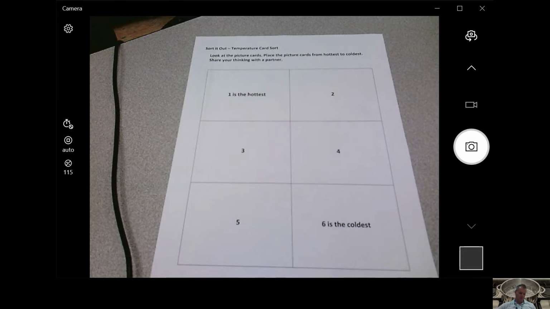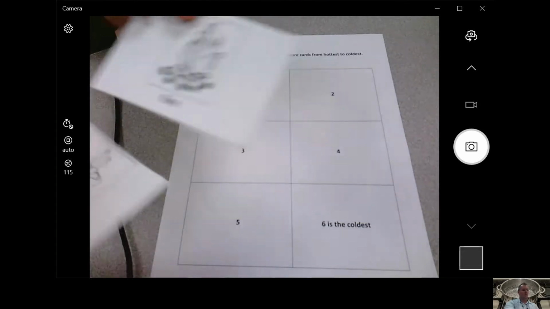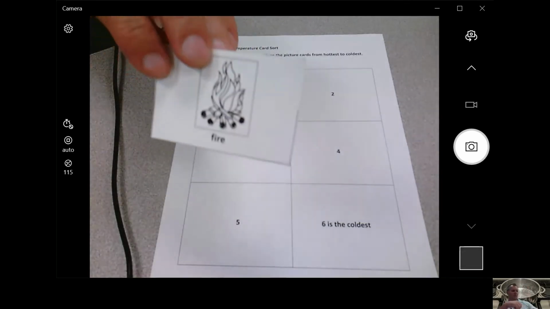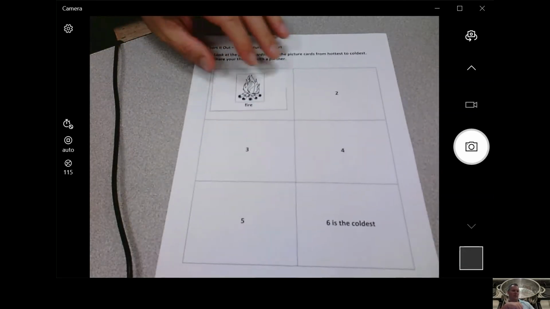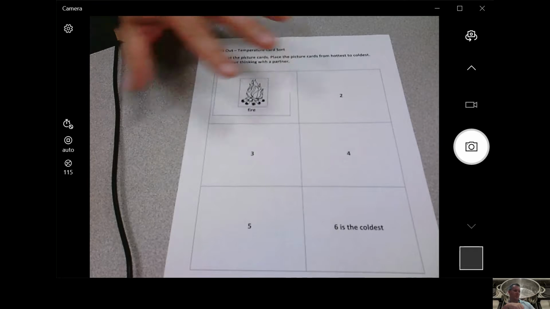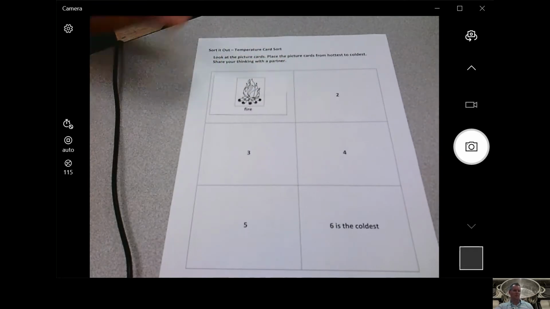So if I look at my cards again, what would be the hottest? So I think this even says hot cocoa or fire. Which one do you think would be the hottest of those? So would fire be number 1? Now I'm going to do this. You guys can agree or disagree as I'm going on, if I should move it. But I definitely want you guys to be able to do this on your own.